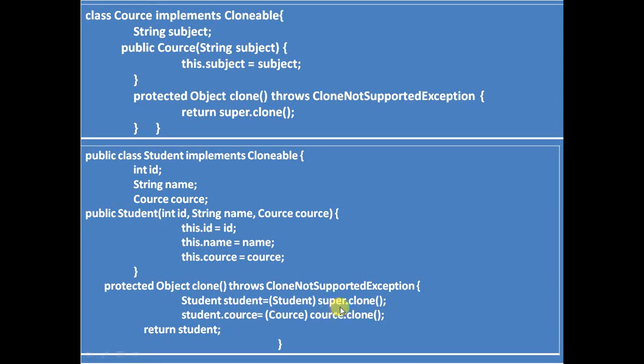Student is super.clone. First we call super.clone and typecast it into the Student object. We are also copying the fields of the reference object. Like this is the reference field, so we also create the cloning for this. So we call the course.clone method on the course property as well and convert it to the Course type, and this is the student.course property, and we return the Student type of object.